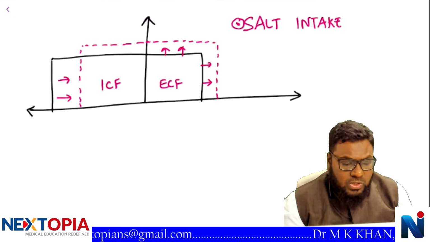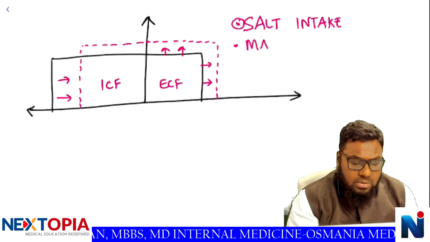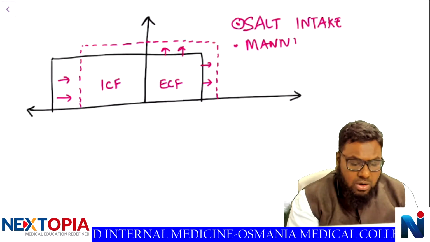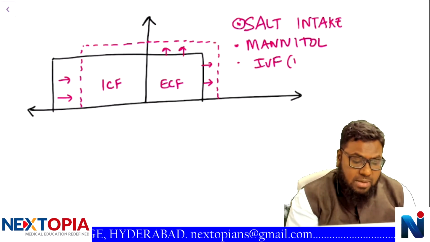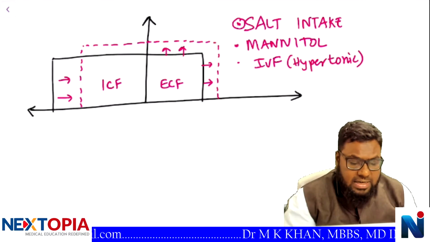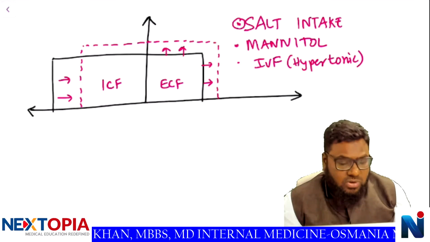So whatever it is, in this, one important point is ICF is losing water. So if you are giving the drug mannitol, or high concentration IV fluids, not isotonic, hypertonic solution, hypertonic saline or hypertonic solutions are given, this causes a rise in ECF volume and a rise in concentration of the ECF. At the same time, ICF volume is reduced.